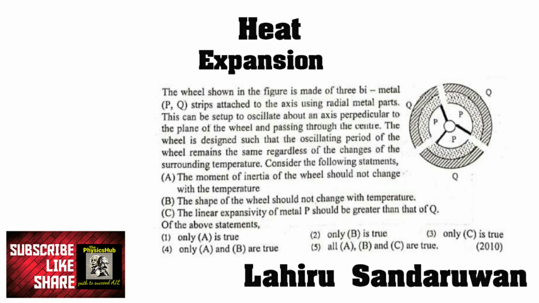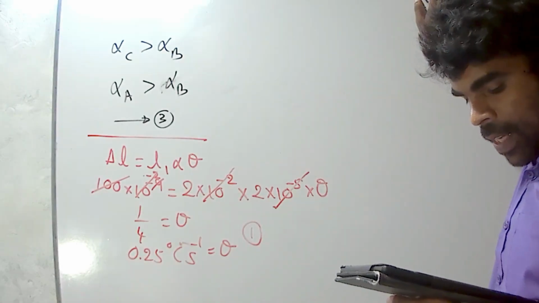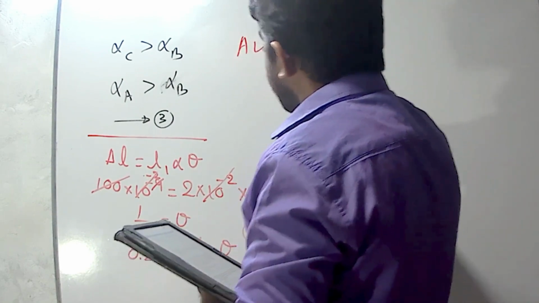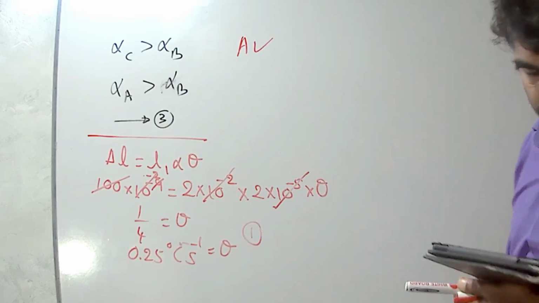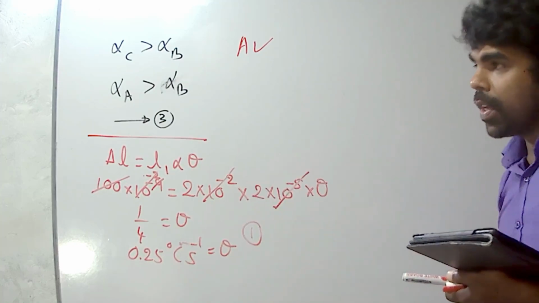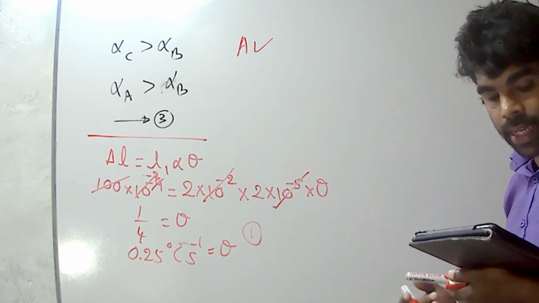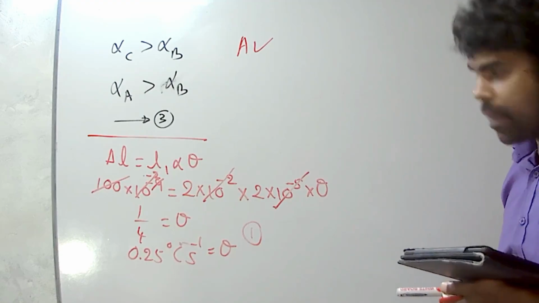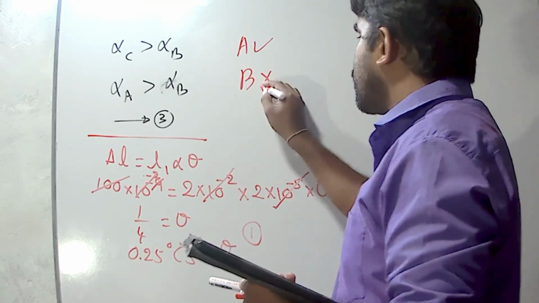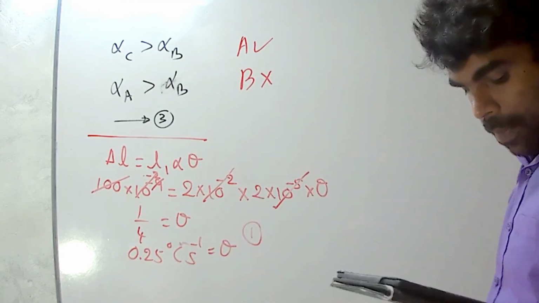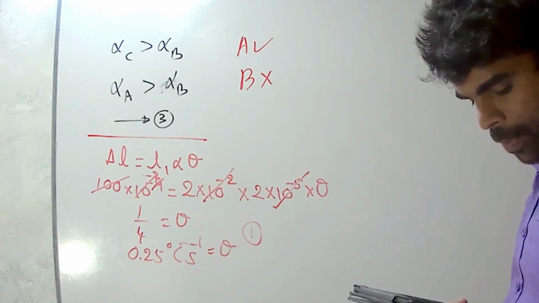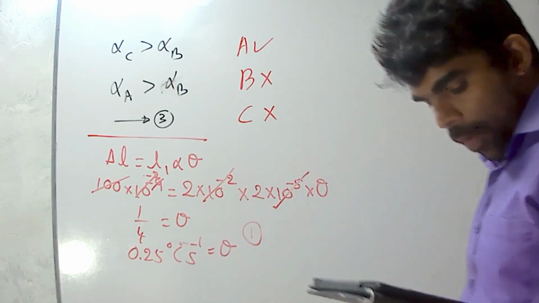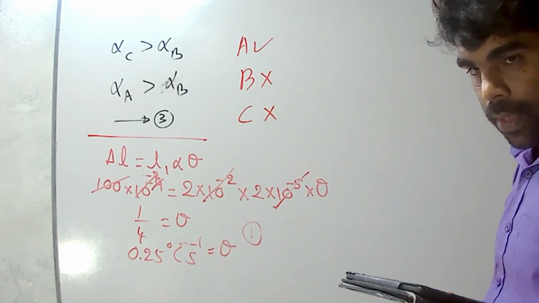Consider the following statements. A: the moment of inertia of the wheel should not change with temperature. Yes, it is correct. If the moment of inertia is changing, the oscillation period is changing. B: the shape of the wheel should not change with temperature. We can't decide that. We have to consider only the moment of inertia. B is incorrect. C: the linear expansivity of metal P should be greater than Q. We can't decide it. Then only A is true, then the answer is 1.